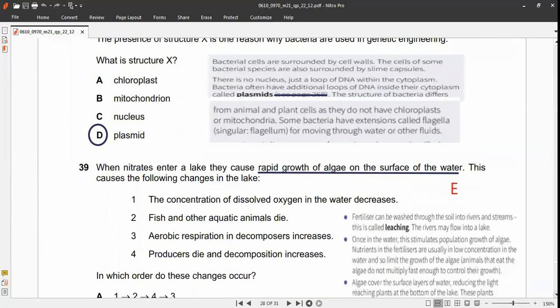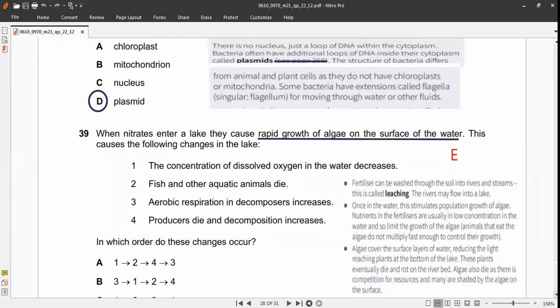When nitrates enter a lake, they cause rapid growth of algae on the surface of the water. This causes the following changes in the lake. The concentration of dissolved oxygen in the water decreases. Fish and other aquatic animals die. Aerobic respiration in decomposers increases. Producers die and decomposition increases. In which order do these changes occur?